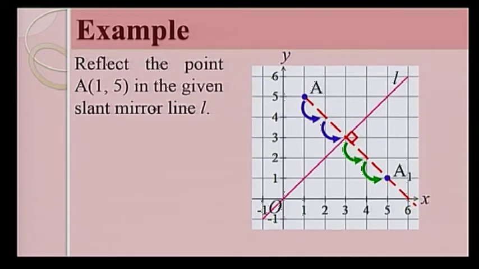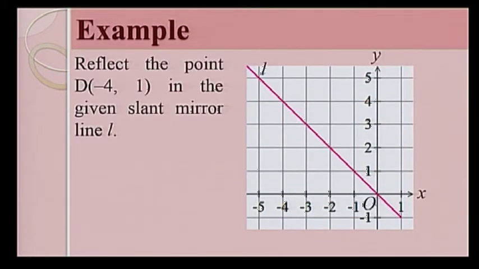Now, the point A1 with coordinates (5, 1) is the reflection of the object A in the slant line L. Remember, the distance between the object and the mirror line is the same as the distance between the mirror line and the image. Always. These distances are equal. Now let's take another example.